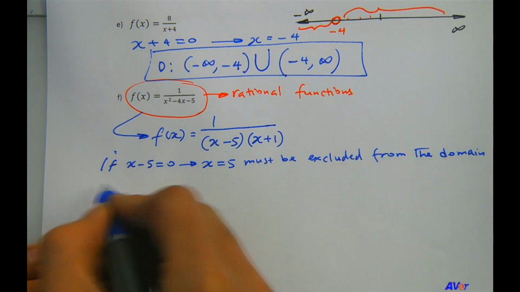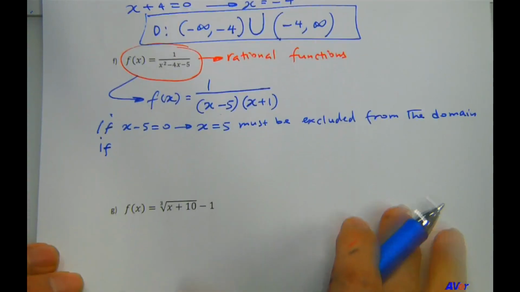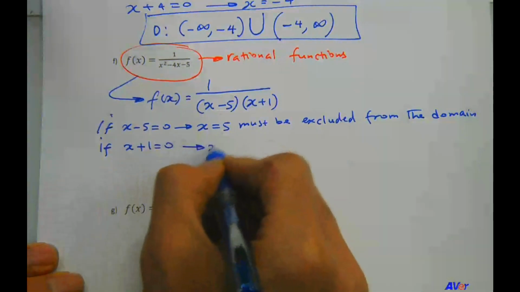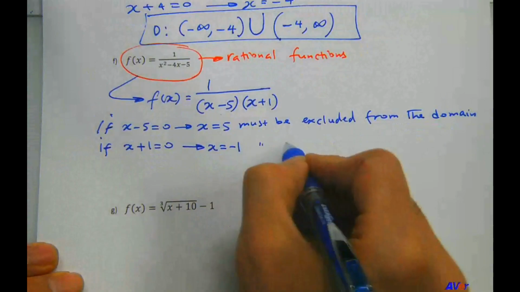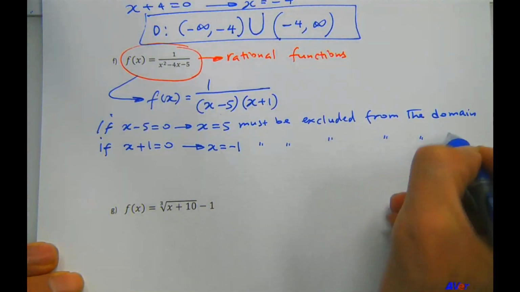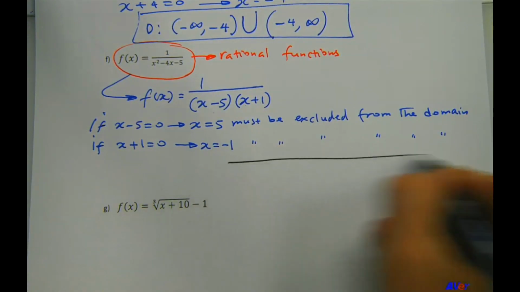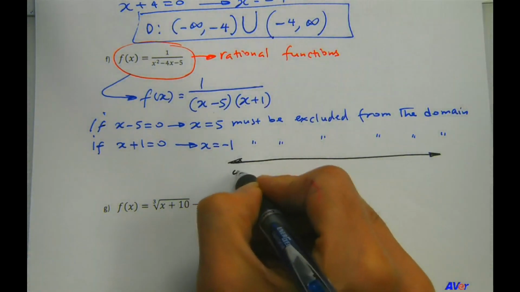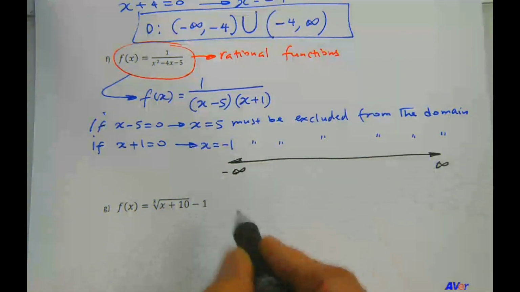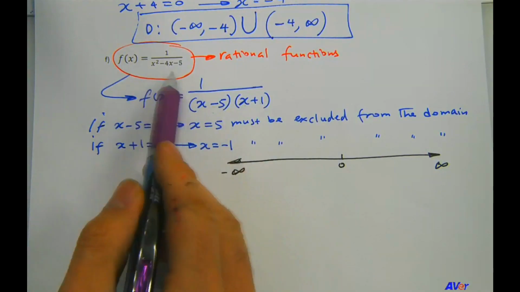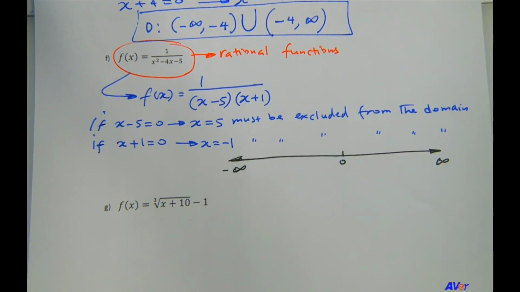Okay, so we found 1. If x plus 1 equals 0, then x equals negative 1, which must be excluded from the domain. So we don't have to draw a graph, but I think a graph in many ways will make things clearer. So why not draw it? So we have negative infinity on this side, positive infinity on this side, 0 is in the middle, somewhere there. And then we have to exclude 5 and negative 1 because those two values will make the denominator equal to 0, which we do not want, right?